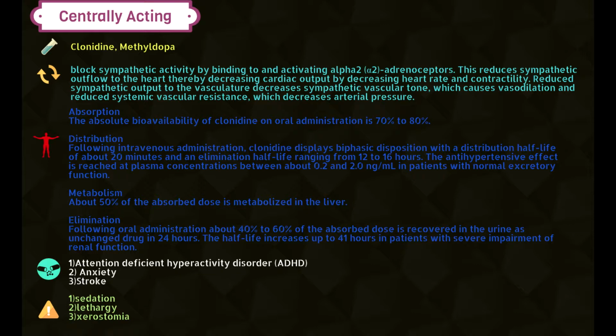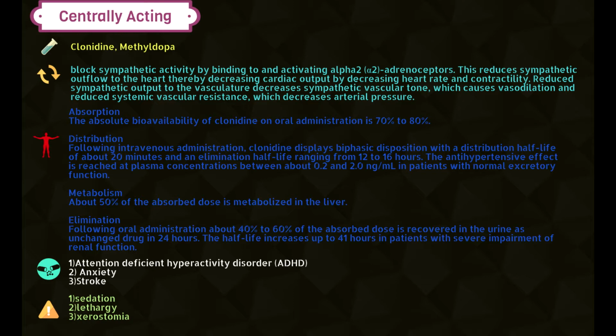The antihypertensive effect is reached at plasma concentration between about 0.2 and 2 ng per ml in patients with normal excretory functions. For the metabolism, about 50% of the absorbed dose is metabolized in the liver, while for elimination following oral administration, about 40% to 60% of the absorbed dose is recovered in the urine as unchanged drug in 24 hours. The half-life increased up to 41 hours in patients with severe impairment of renal functions.